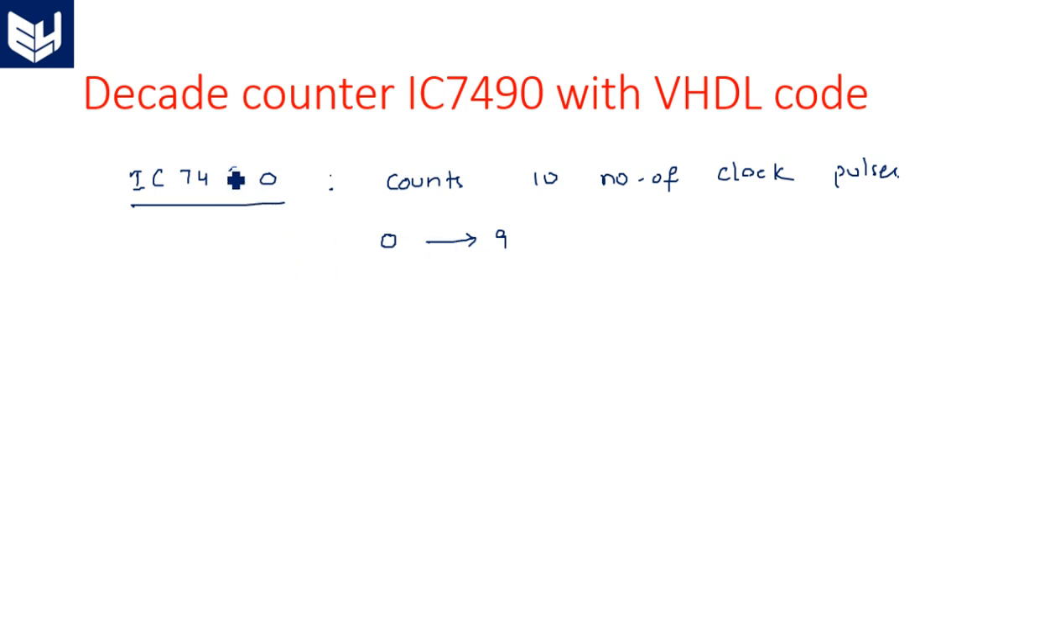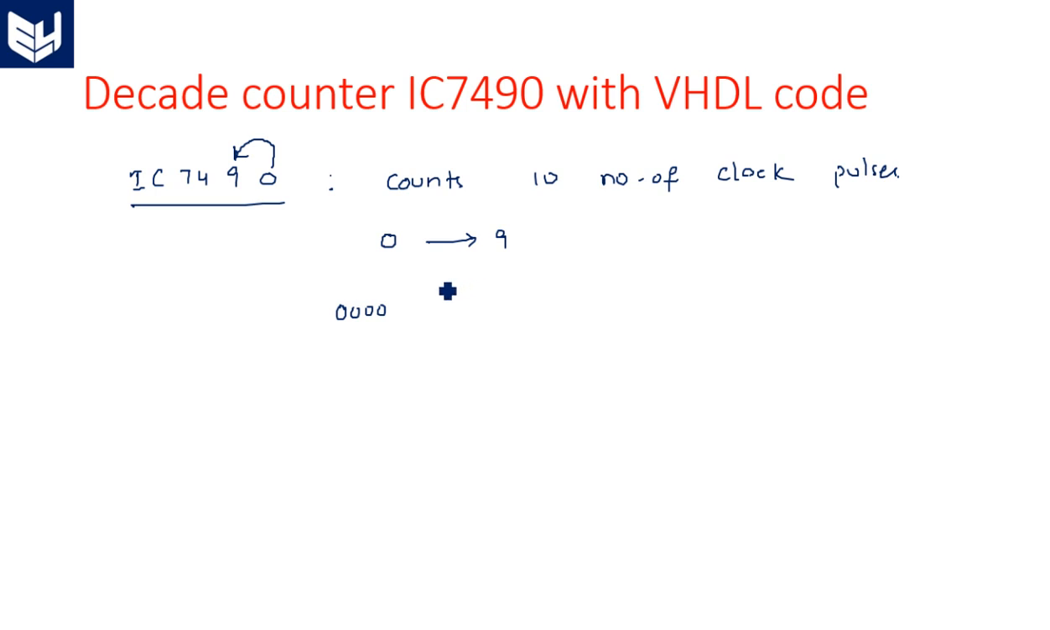In the IC number also, if you observe clearly, the IC number is 7490. So just remember it by heart like this: 7490, the counter counts from 0 to 9. That is nothing but a decade counter. In that way also you can remember.